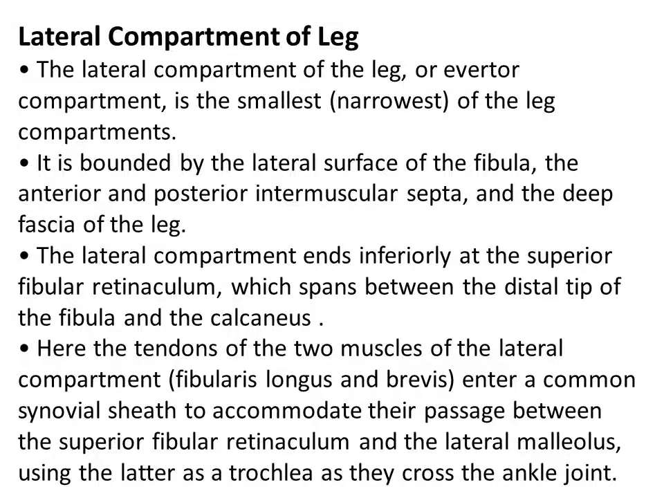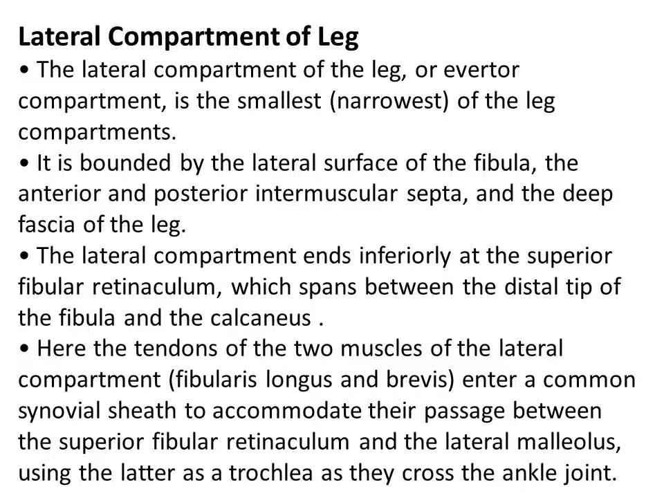Lateral compartment of the leg. The lateral compartment of the leg, or evertor compartment, is the smallest, which means narrowest, of the leg compartments. It is bounded by the lateral surface of the fibula, the anterior and posterior intermuscular septa, and the deep fascia of the leg. The lateral compartment ends in the inferior leg at the posterior fibular retinaculum, which spans between the distal tip of the fibula and the calcaneus.